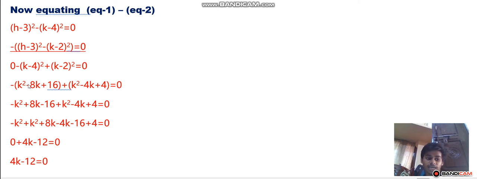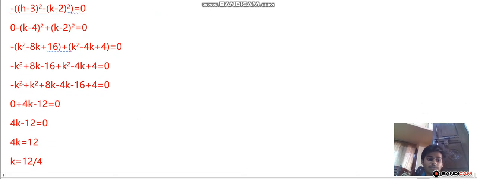Again, here minus 8k, we get plus 8. Here plus, we get minus. From this, you get the answer: minus k square plus 8k minus 16 plus k square minus 8k plus 4 is equal to 0. Again, we have to take the same terms at one side. See, minus k square and plus k square at one side, plus 8k and minus 4k at one side. Again, minus 16 and plus 4 at one side.